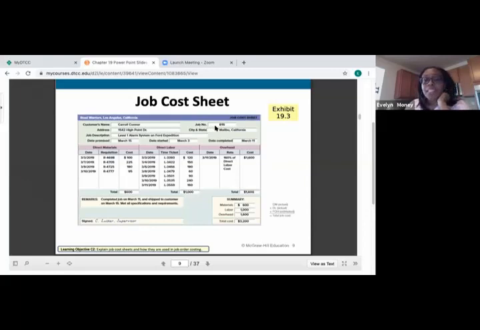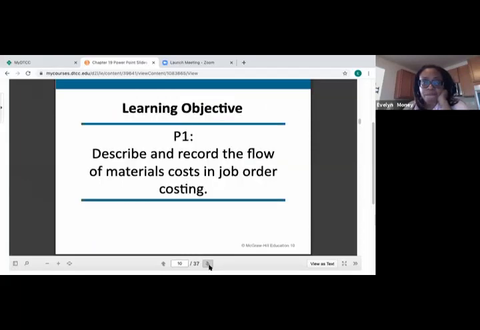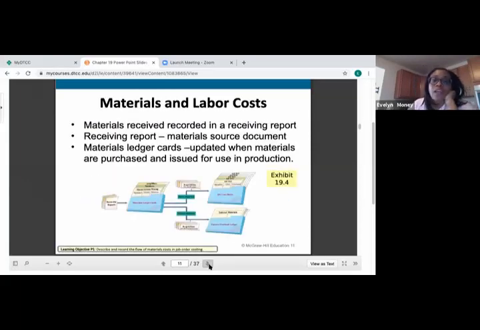Each job has a unique identifying number so that I can keep track of who the job is for and whether or not I've finished it, and I can follow it throughout the accounting process. Now, in addition to the job cost sheet, every one of my major cost categories will have different source documents to help me keep track of what's going on within those individual categories.